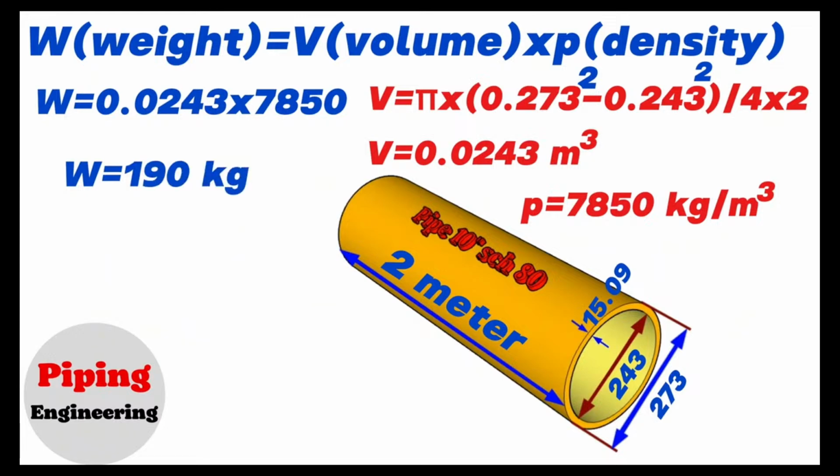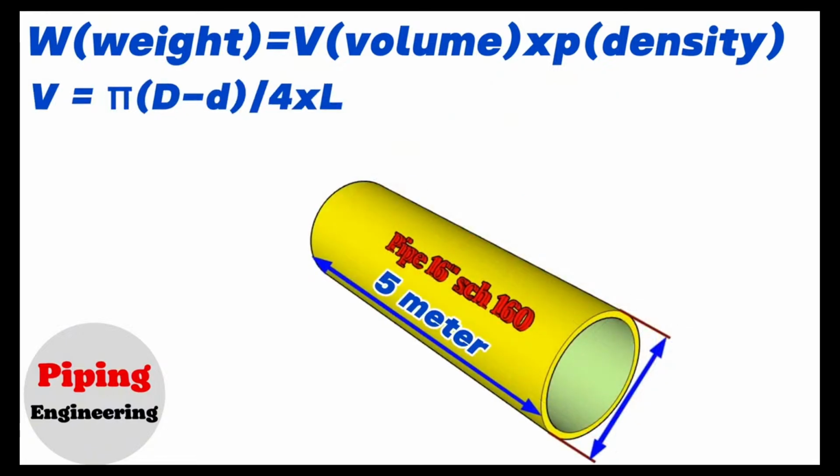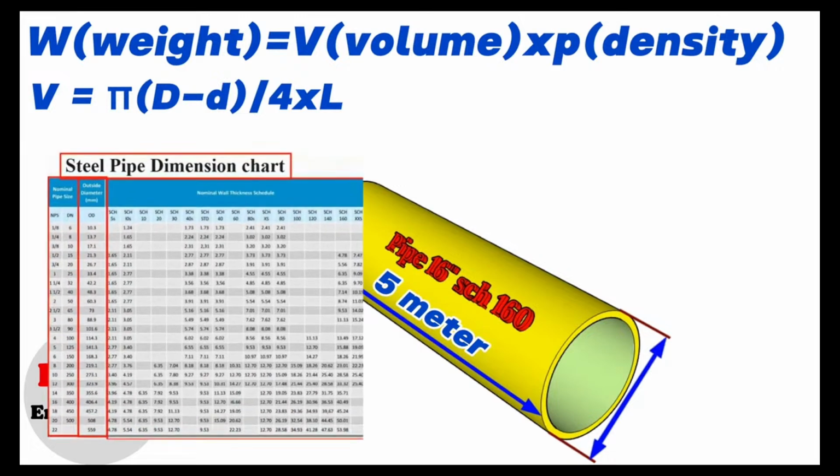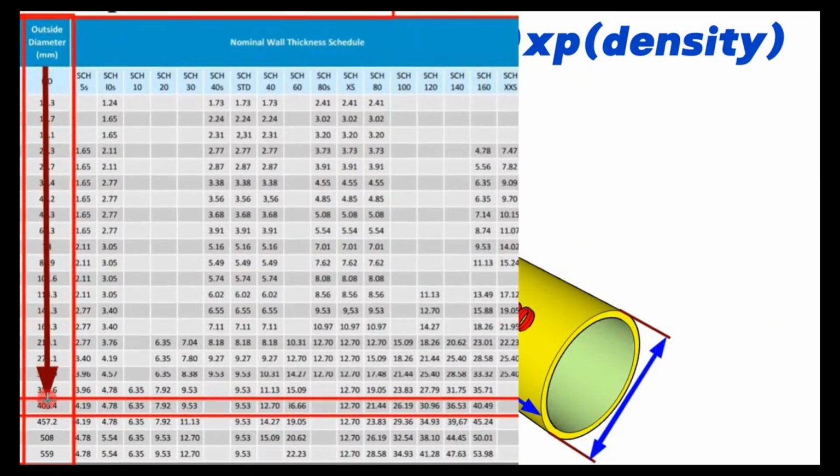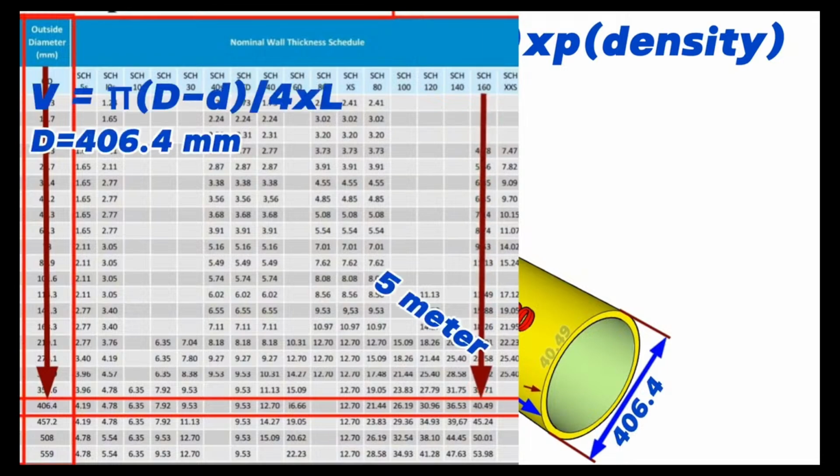Now let's calculate the weight of a 16-inch iron pipe with a wall thickness of 160 and a length of 5 meters. Since I know some of the calculations now, I won't repeat them and will move quickly. We will look at the row showing nominal pipe size 16-inch in the pipe size chart. From the pipe size chart, we find that the outer diameter of the 16-inch Schedule 160 pipe is 406.4 mm and wall thickness is 40.49 mm.